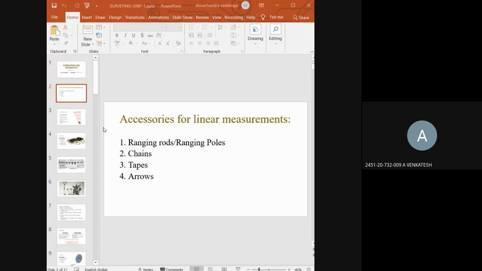Straight line. So what are linear measurements now? What are linear measurements? Scales. Distance between 2 points, sir. Straight line. Length, breadth. Yes, sir.